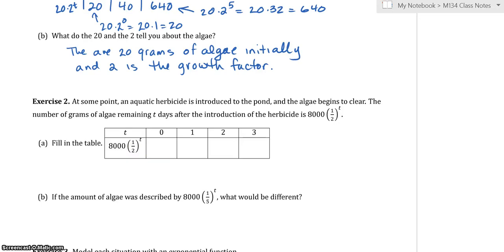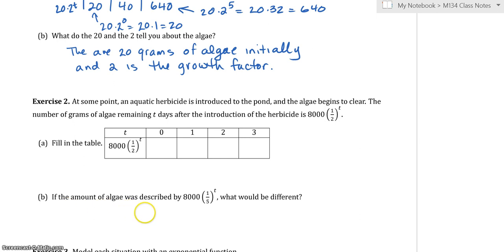At some point, an aquatic herbicide is introduced to the pond, and the algae begins to clear. The number of grams of algae remaining t days after the introduction of the herbicide is this expression, 8,000 times 1/2 raised to the t. Fill in the table. So go ahead, fill in the table, and then you can do part B.